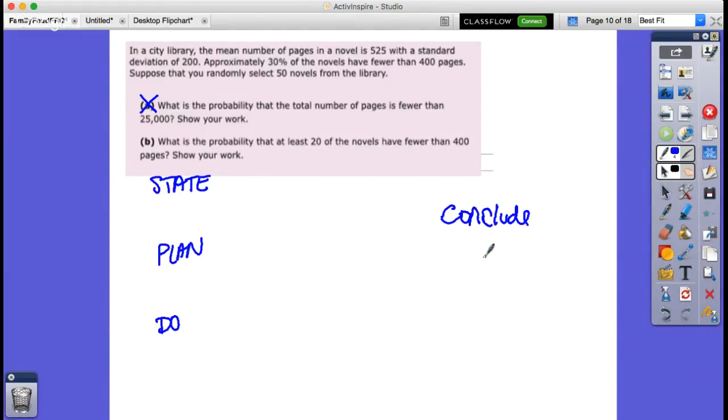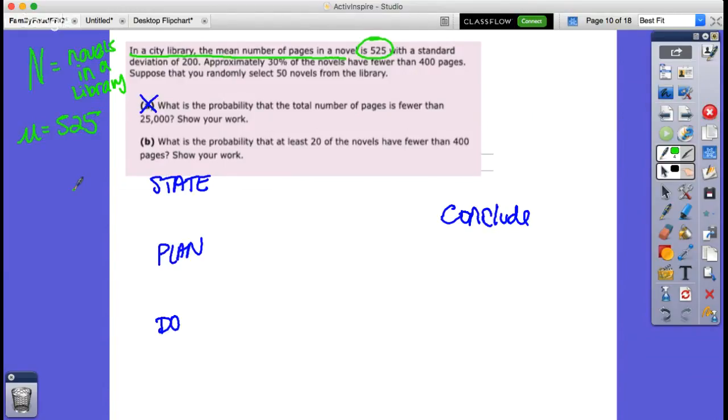All right, so let's talk about what this is telling me. Let's talk about the top. In a city library, the mean number of pages in a novel is 525. So we're talking about in a city library. My big N would be novels in a library, which would be quite a few, I think. We're going to assume this is a pretty big library. It's 525. So that 525 refers to my parameter. Notice it's not a proportion. So we're going to say that mu is 525.